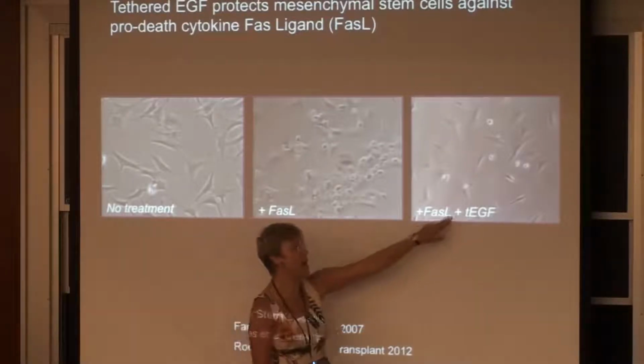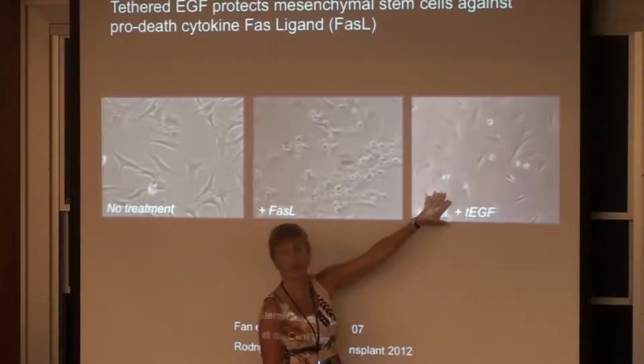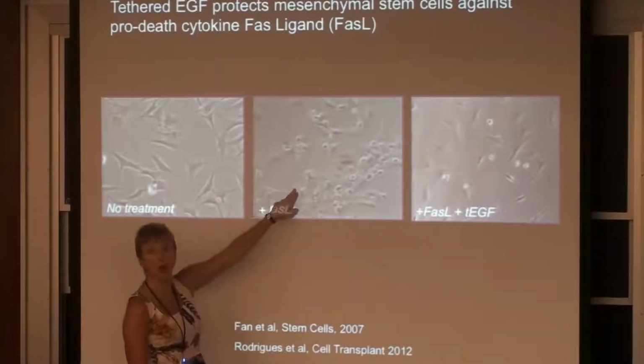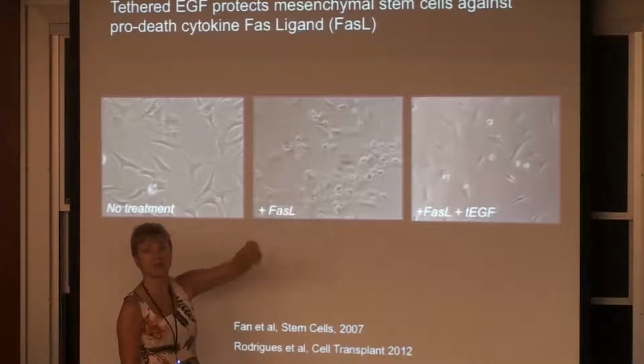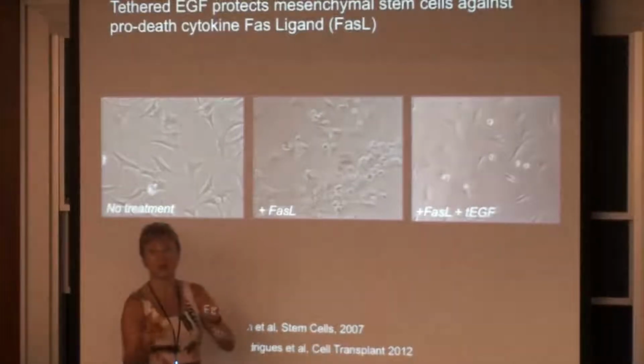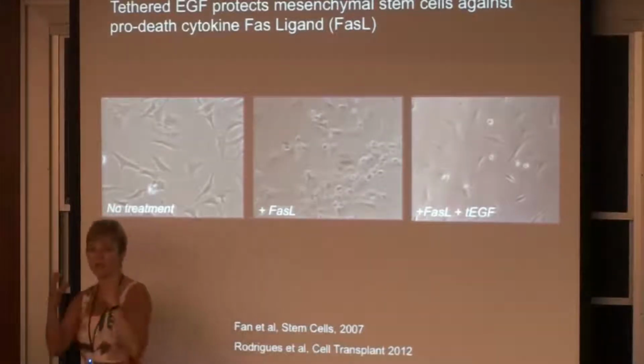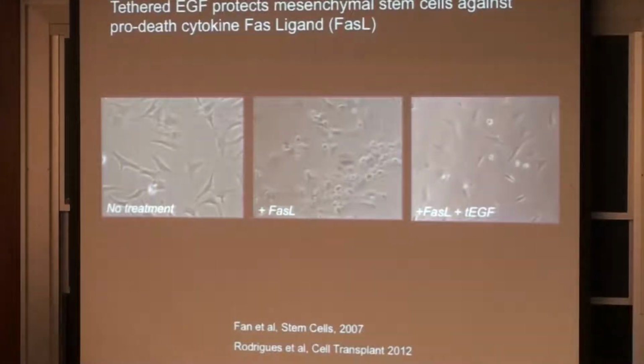But if you now have them cultured on tethered EGF, they're protected. And in fact, if you add soluble EGF, they're more dead than they are here. So you actually potentiate death with the soluble, but you protect them with the tethered. So this is one of the reasons we're going in vivo with it, because we feel like we might be able to protect those early progenitors during this initial inflammatory milieu and take them on.